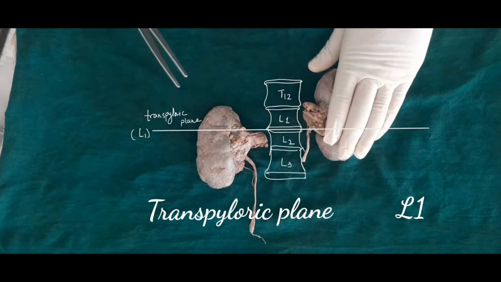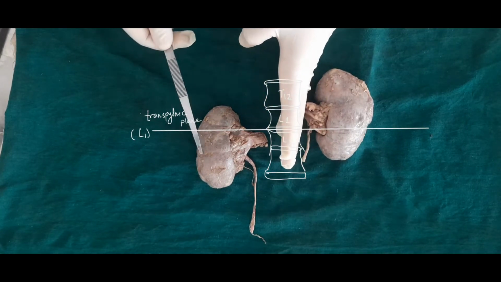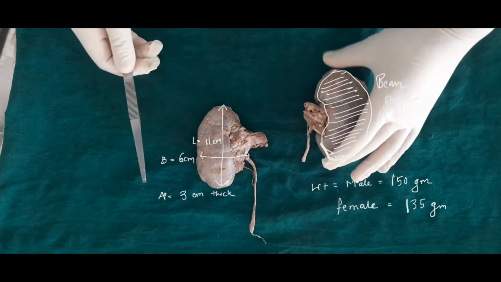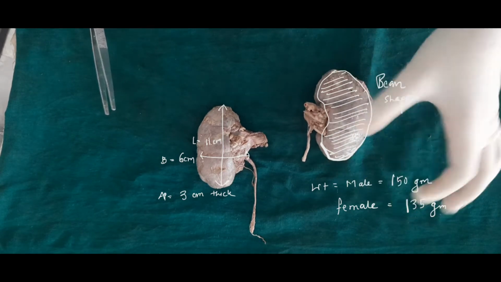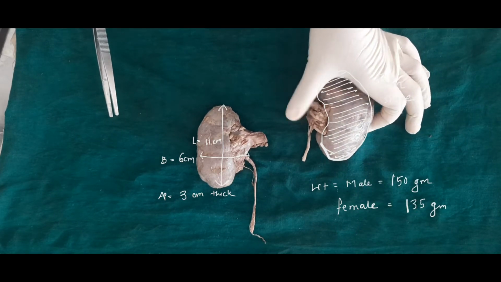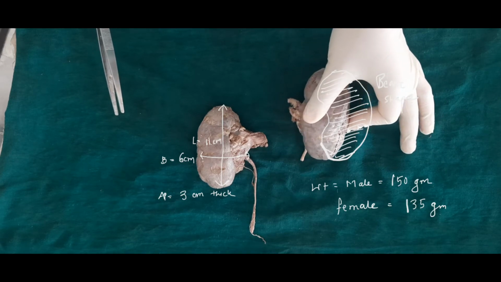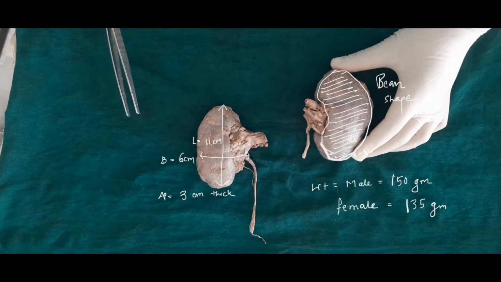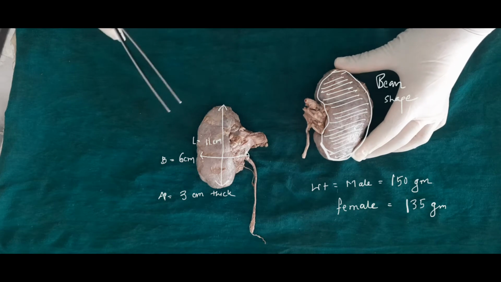The left kidney is slightly nearer to the median plane than the right kidney. The shape of the kidney is bean shape, and it is around 11 centimeter long, 6 centimeter breadth and around 3 centimeter thick. It is around 150 gram weight in male and 135 gram in female, reddish brown in color.